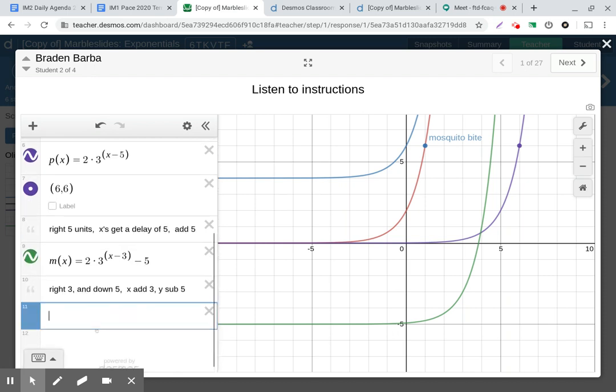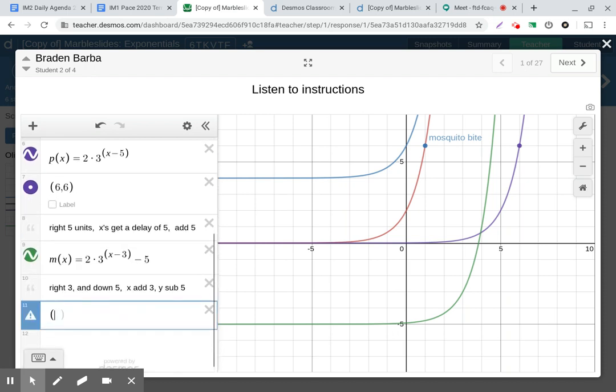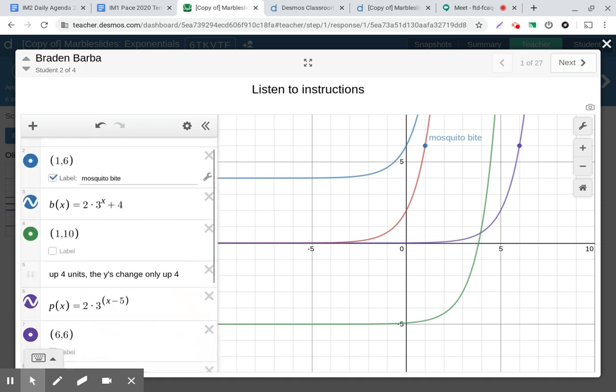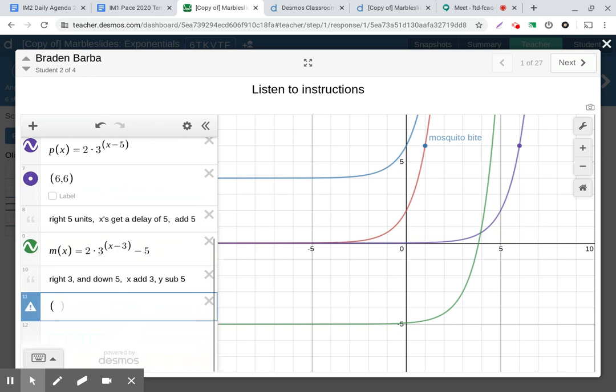Where's the mosquito bite on M? The X is up 3 and the Y is -5. Okay, so what is the original mosquito bite? I think Ethan said he picked 1, 6. 1, 6, right? So we're gonna add 3 to 1 and make it what? 4, right? Or you can even just put 1 plus 3, right? Comma, and then what are we gonna do to the Y's? There we go.